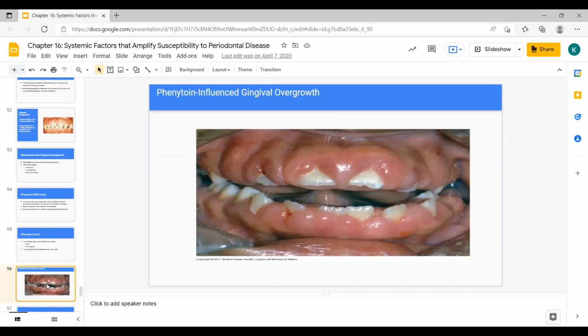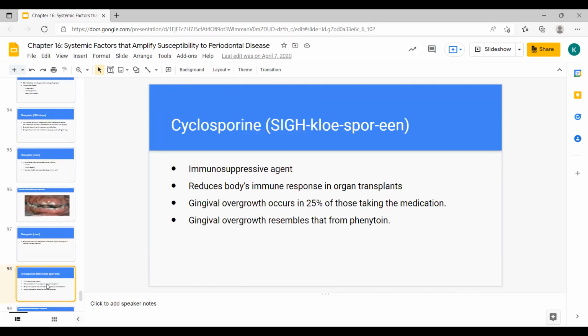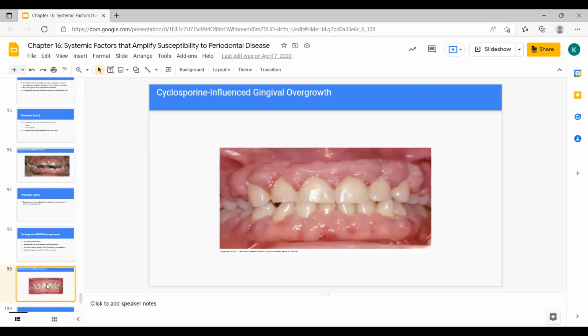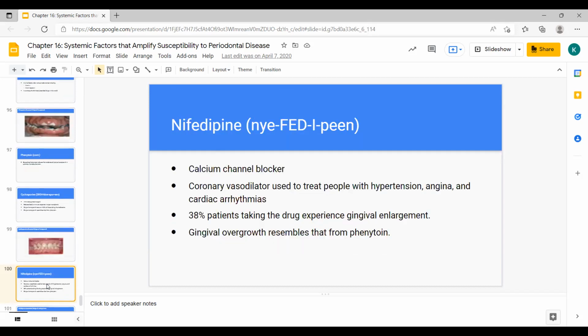And yes, sometimes gingival overgrowth is this bad, and this looks like a kid again, and you do the best you can because ultimately they need that medication to stay alive. Cyclosporine is the immunosuppressive agent. Overgrowth usually only occurs in about 25% of people that take the medication. It looks really similar, really fibrotic.